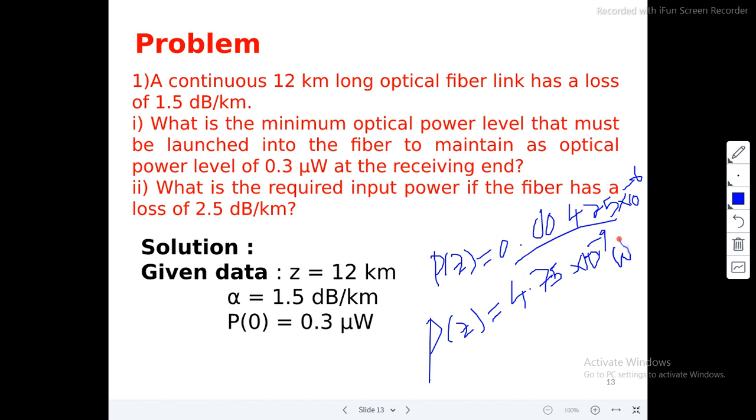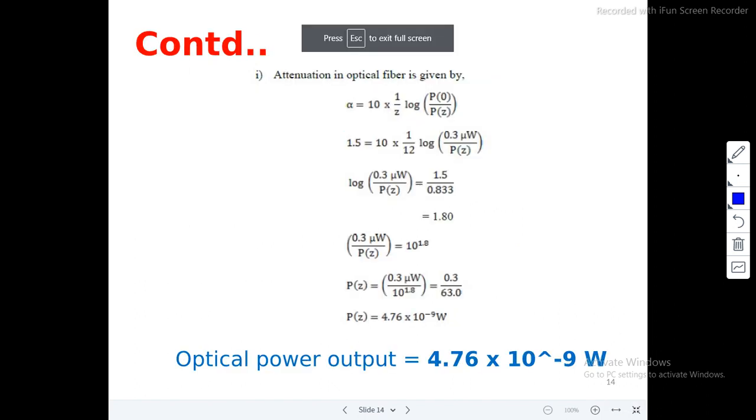What is the unit? Watts. Okay? Watts. So you can write any value. P of Z is equal to 0.00475 into 10 to the power of minus 6 watts. That is the correct answer. The second answer can be rewritten as P of Z is equal to 4.75 into 10 to the power of minus 9 watts. This is the simplification. Okay? So alpha is equal to 10 into 1 by Z.